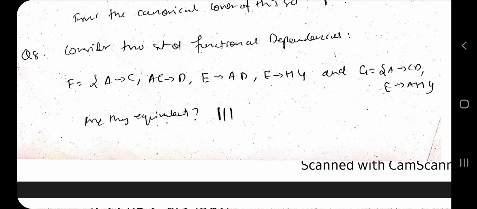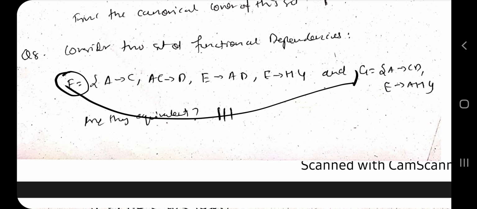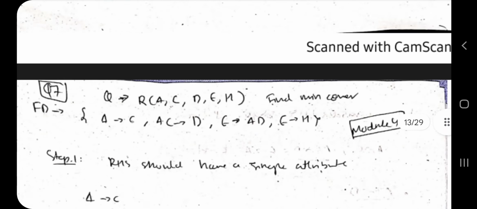See, in the previous problem only we find out this answer, that what we got, A goes to CD, E goes to AH. Directly we can say they are equivalent. But the approach what you will follow in the exam is that first you will do F is closure of G or not. That's the first step. Second, G is closure of F or not. That's the second step. If both are closure of each other, they are equivalent. That's how you will solve the problem.